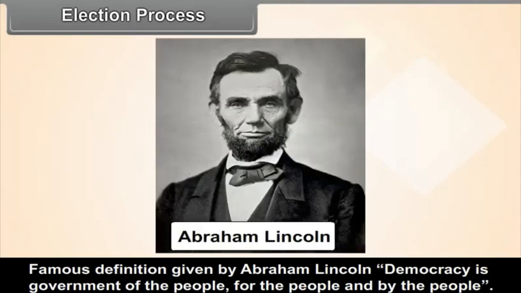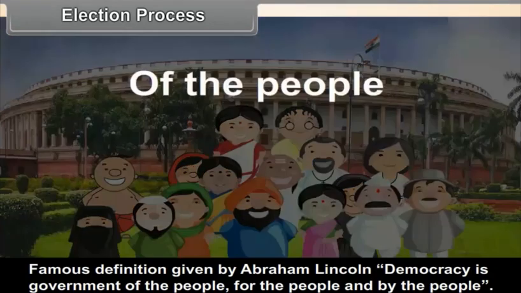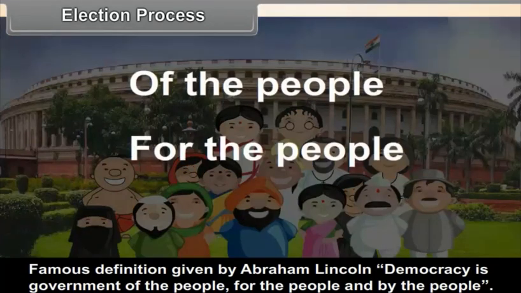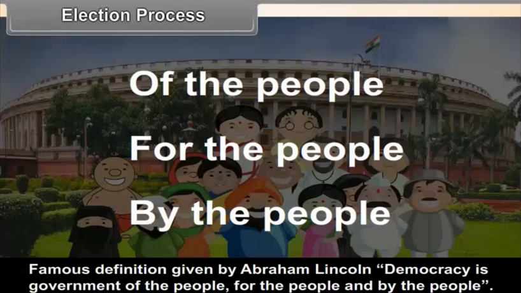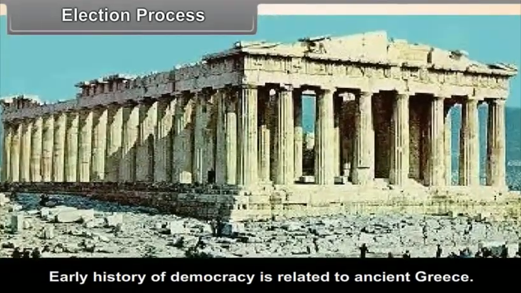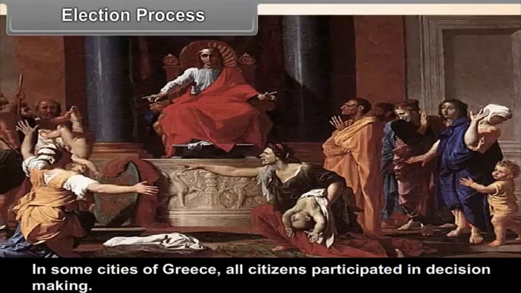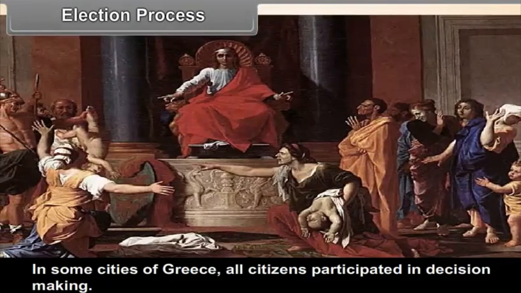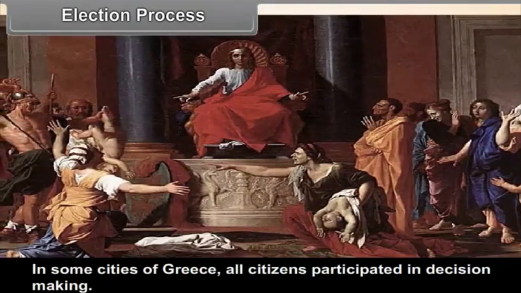Famous definition given by Abraham Lincoln: Democracy is government of the people, for the people, and by the people. The early history of democracy is related to ancient Greece. In some cities of Greece, all citizens participated in decision-making.